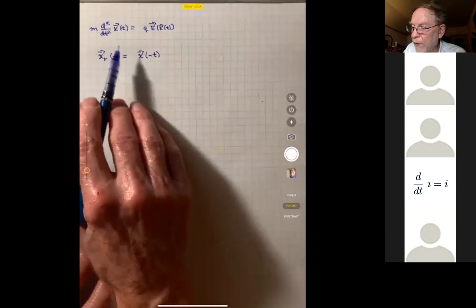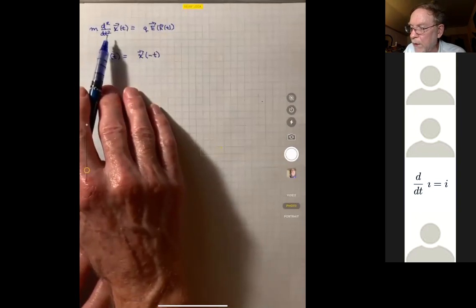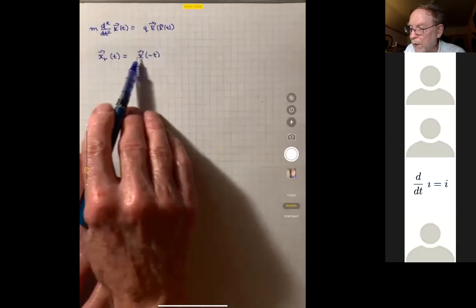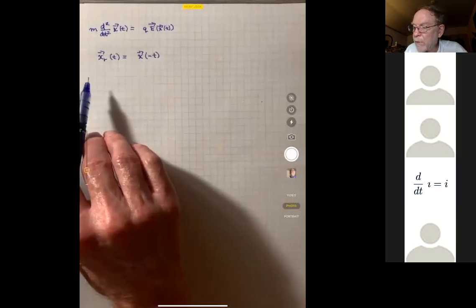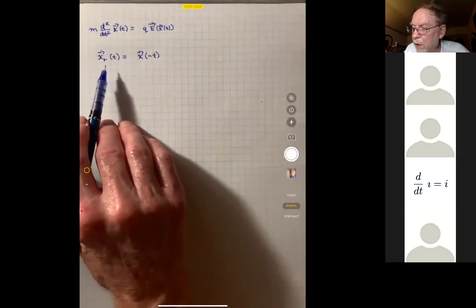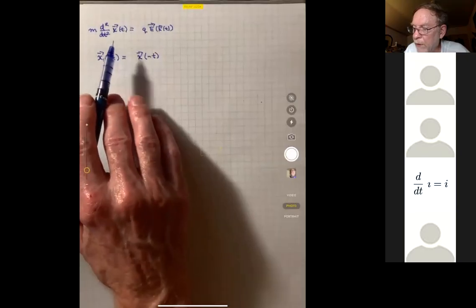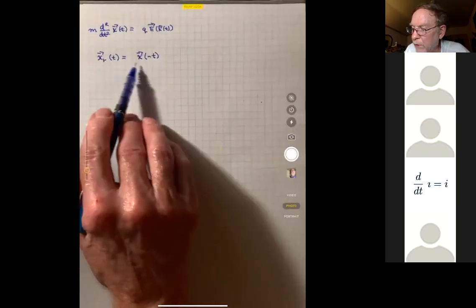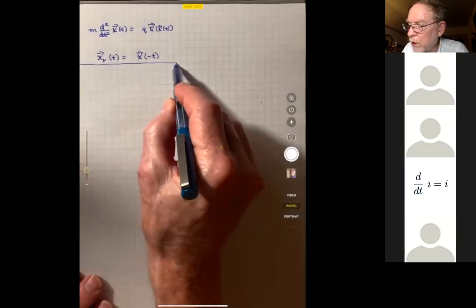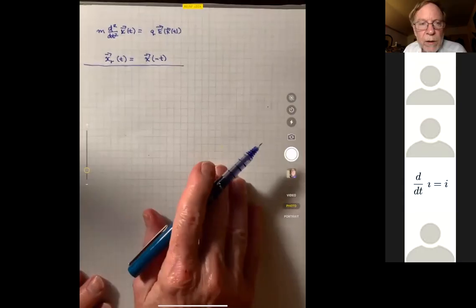So the left-hand side is restored to a plus sign, and the right-hand side is a plus sign also, because there's a plus sign in this equation. And so the result is that xr of t is a solution of Newton's laws if x of t is a solution, if we define xr in this manner, the time reverse solution. So that works for charged particles moving in electrostatic fields.